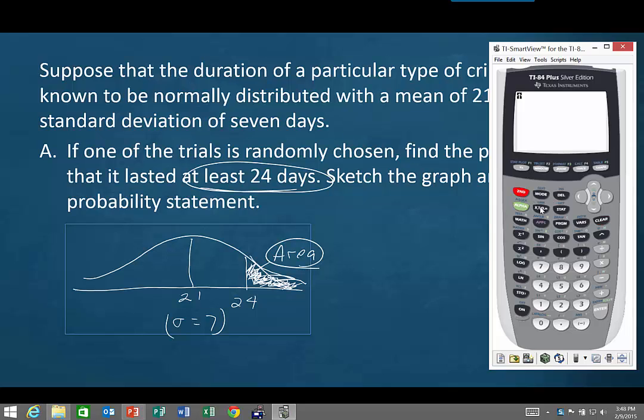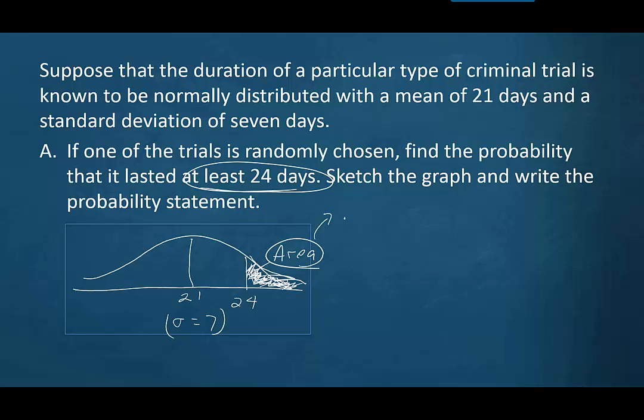Okay, so I am going to go to second distribution, number 2, normal CDF. I'm looking for the area. Low bound is 24. Upper bound is 1 E99 out to infinity. The mean is 21 with a standard deviation of 7. Press enter and we get about 0.334. So we get a probability of about 0.334.